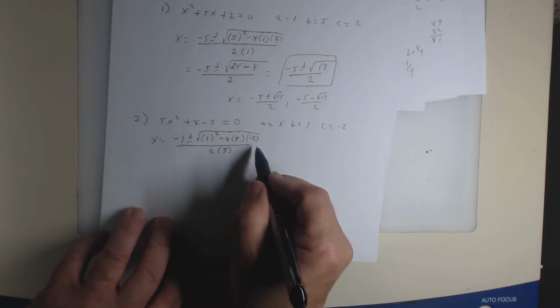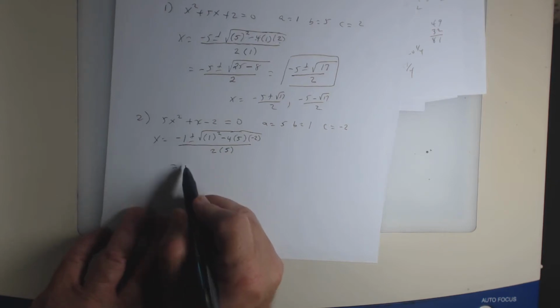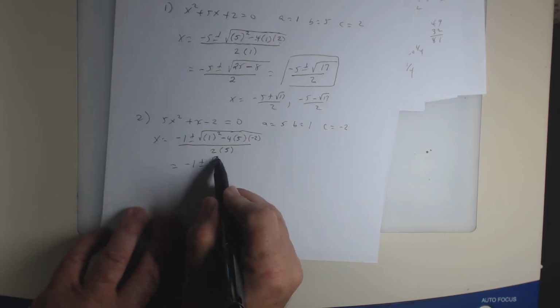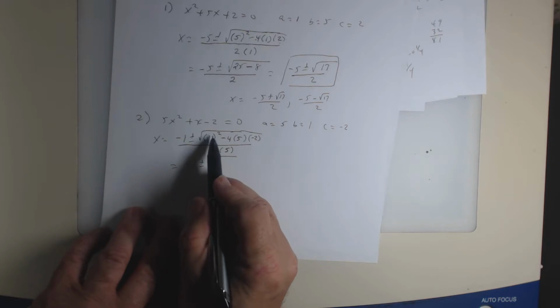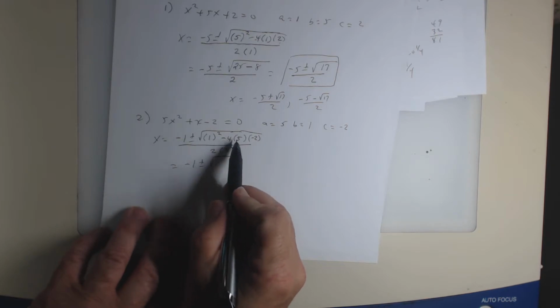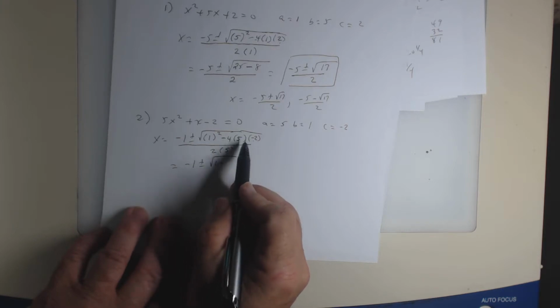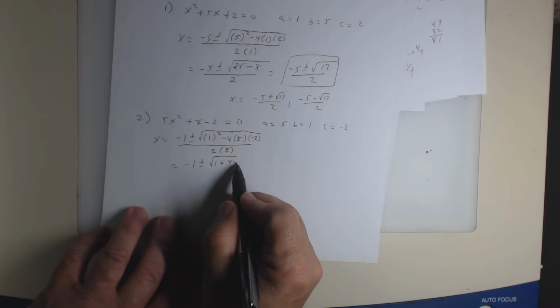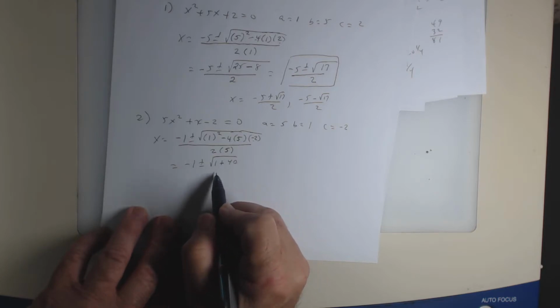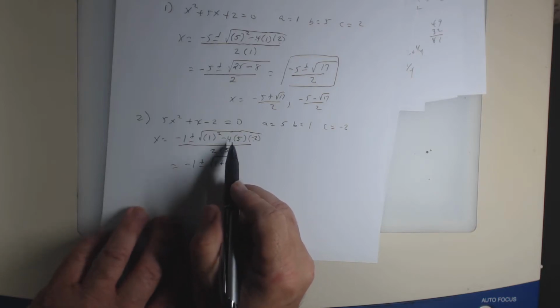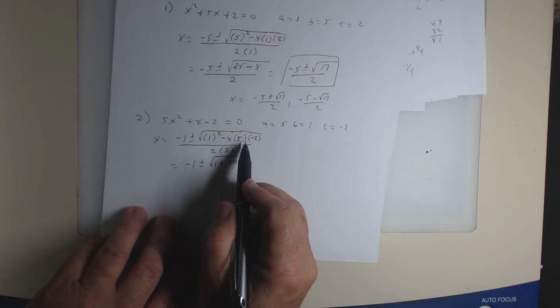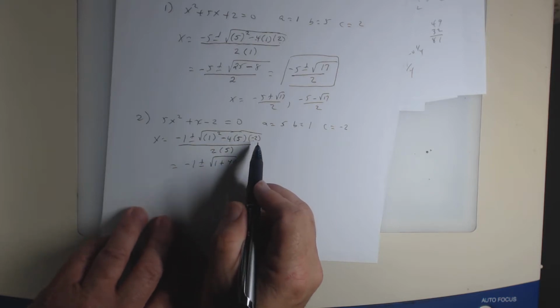Simplifying the radicand, I'm going to get negative 1 plus or minus the square root of, what's 1 squared? What's a negative times a positive times a negative? A positive. 4 times 5 times 2 is 40. So some of you still have issues with knowing that a negative times a positive is a negative, and a negative times a negative is a positive.